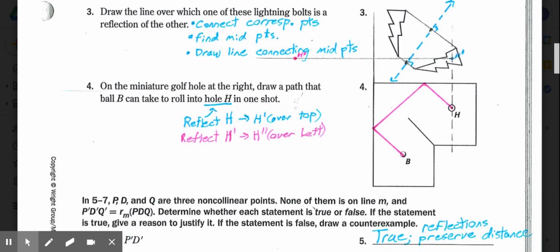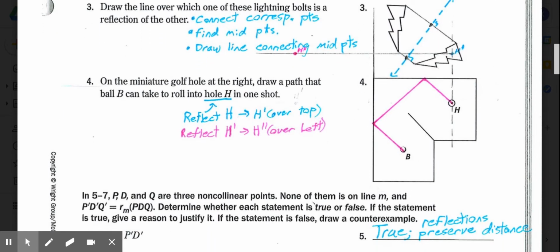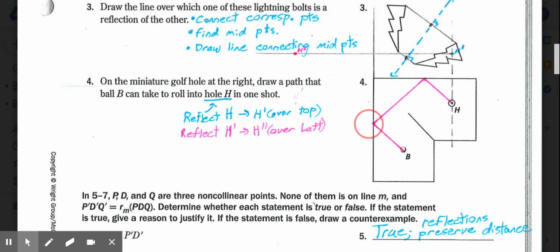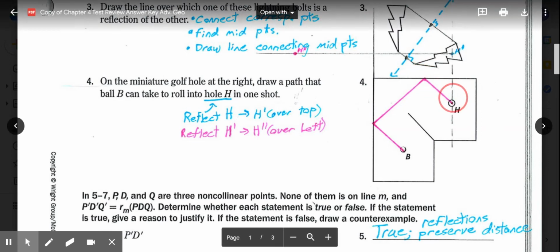In 4, now we're dealing with the mini golf reflections again. They're saying on the mini golf hole at the right, draw a path that ball B can take to roll into hole H in one single shot. Looking at that, obviously there's no direct path from B to H. So what I would think is I would need to hit B so that it bounces off the side wall, then the top wall, and then into H.